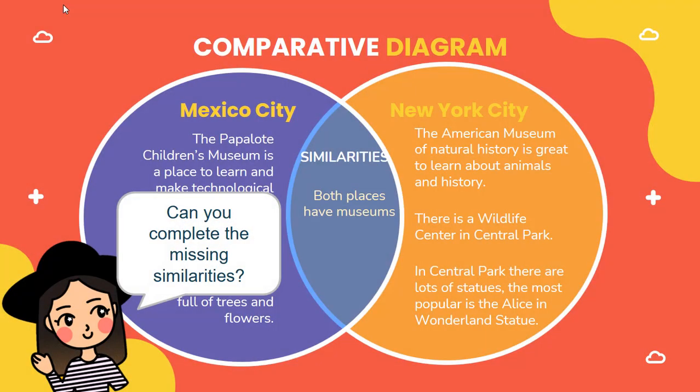So you are going to complete the missing similarities, okay? Here, there is missing one similarity, okay? En este comparative diagram falta que tú escribas, que tú completes similitud entre Mexico City and New York City. ¿Puedes saber cuál es esa similitud between Mexico City and New York City? Esa será tu primera activity, okay? You need to make the circles in your notebook and you need to copy the information and write the missing similarity, okay? Tienes que hacer esta activity en tu notebook, agregar la información que es similar, lo que falta, la similitud, okay?